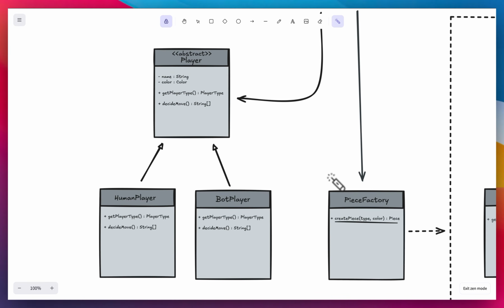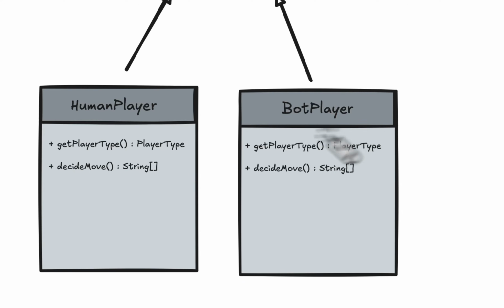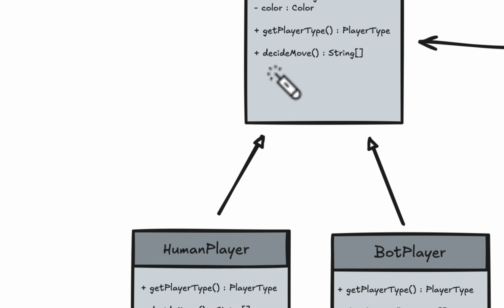Now coming to the abstract player class, each and every player would have their own unique name and they would also have the color. One of the players would have white color, other would be having the black color. And there are two types of players. The first one is the human player, second one is the computer player. And they both will implement or override this function called decide move.